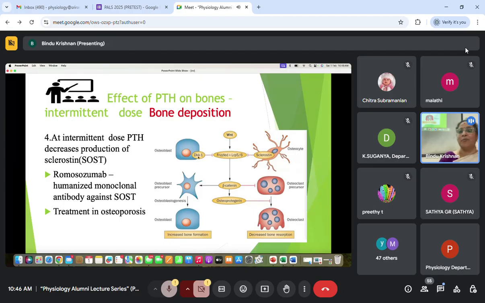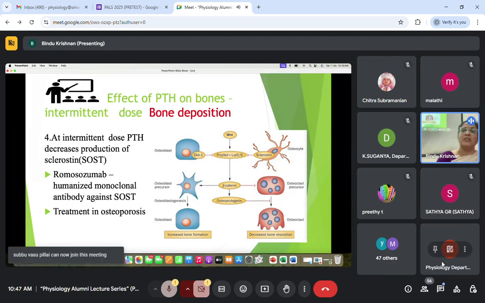If you can see this, it is a simple representation of a more complex pathway. These blue things are the osteoblasts getting differentiated so that I have new bone formation, while the orange ones are the osteoclasts which are getting stimulated for bone resorption. Now, normally I have my WNT pathway, which is going to help in osteoblast differentiation and result in increased bone formation. But then I always have sclerostin, that is SOST, which is released from the osteocyte and has an inhibitory effect on this WNT pathway.